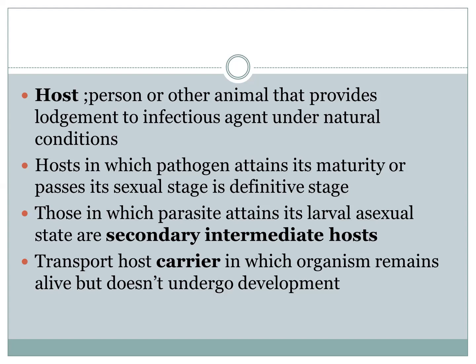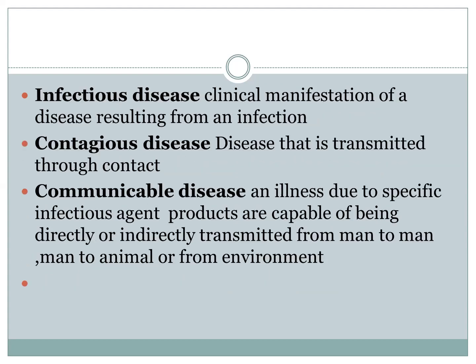For example, the Plasmodium parasite is transmitted through Anopheles mosquitoes. The dengue virus is transmitted by Aedes aegypti mosquitoes. So those are carriers. So what is infectious disease? Clinical manifestation of disease resulting from an infection. What is contagious disease? Disease that is transmitted through contact.